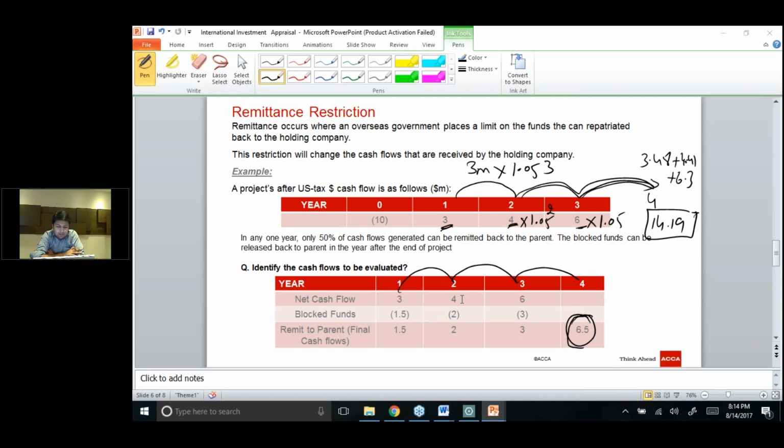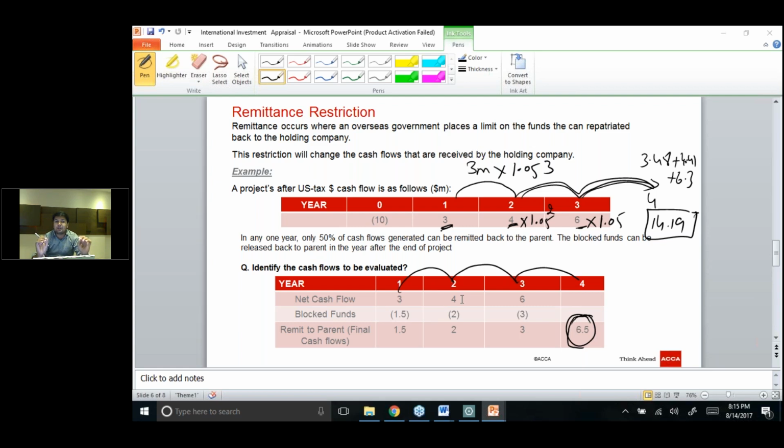Yes, if there is another question. If 50% of funds is blocked, then you are going to reinvest only the 50%. There is another question: will the reinvestment of blocked remittance be at the company's cost of equity?